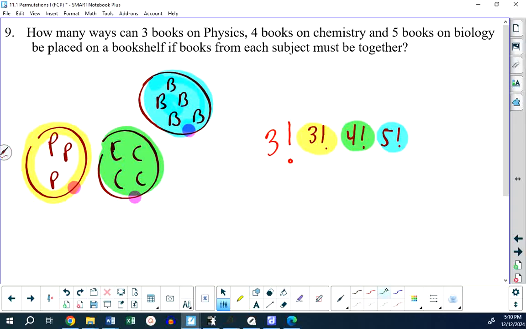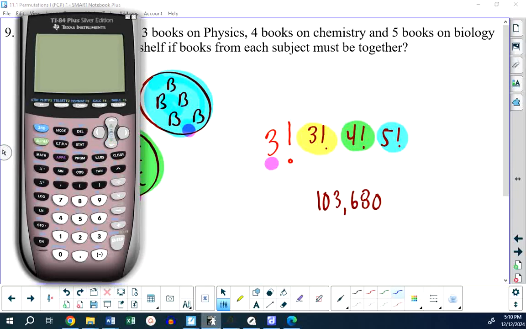So you have to arrange the 3 groups, and then within each group, you have to arrange all of the items. So you need to figure out what 3 factorial times 3 factorial times 4 factorial times 5 factorial is. And I already have the number here. I'll just verify it quickly on my calculator for you. 103,680. 3 factorial is 6 times 4 factorial is 24 times 120, which is 5 factorial.